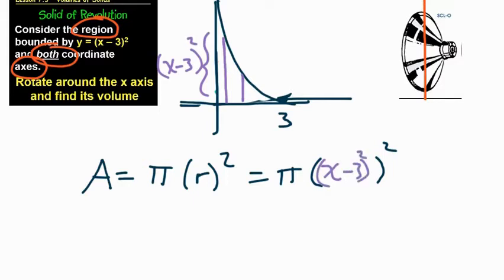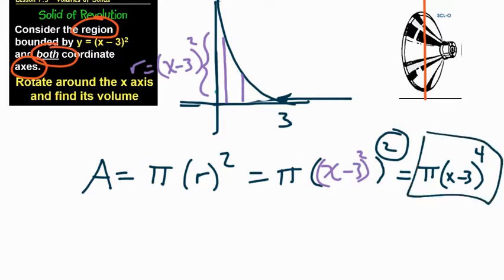Now, we got to be careful here because it's the radius that's equal to x minus 3 squared, but there's already a square that's built into this formula, so we do end up here with a square square. This doesn't happen all the time, but the algebra in this problem definitely says that we actually end up with now an x minus 3 to the 4th power times pi to be our area formula.